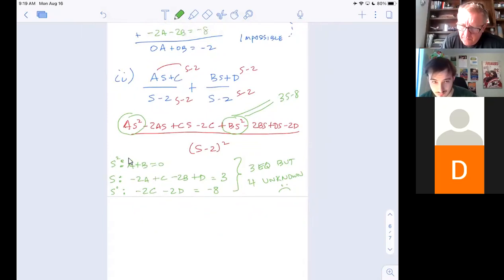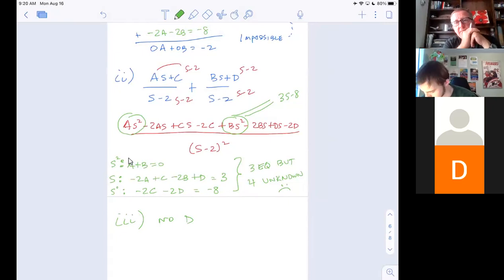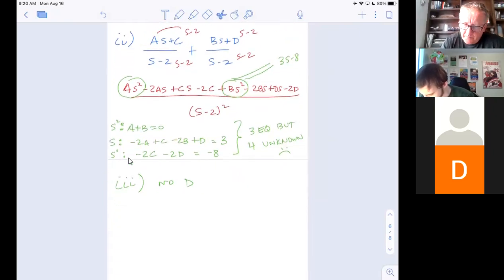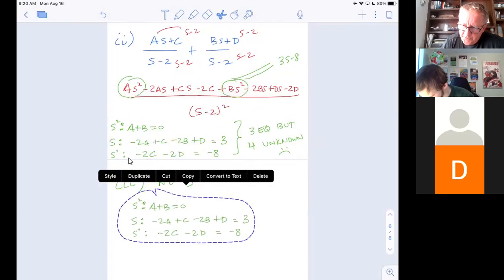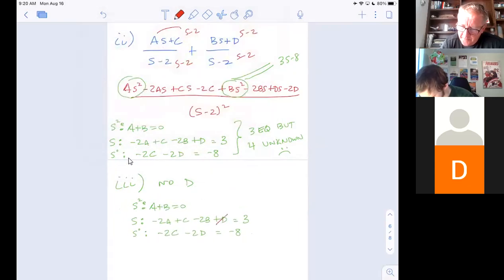Could we just let D equal 0? Yeah, let's try that. I was going to suggest no D and then start over, but maybe we don't have to start over. Isn't that a good idea? If D wasn't there, then D would be 0, right? So I could actually just reuse this if I don't have to start over. If I just said, great, D is 0.